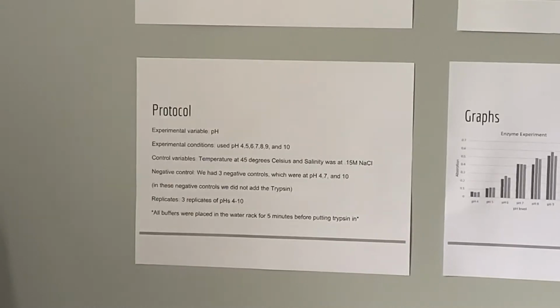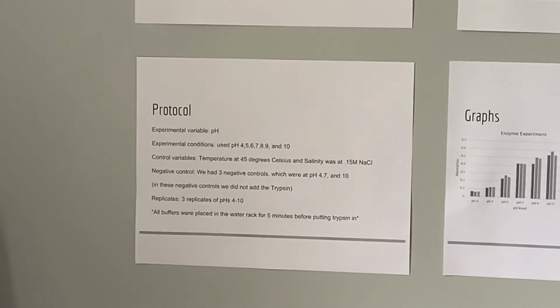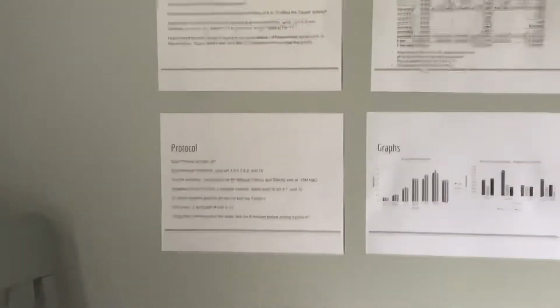Our negative controls, we had 3 of those, which were pH of 4, 7, and 10, which gave you an acidic, basic, and neutral range. And in these negative controls, we did not add the trypsin. We wanted to see if the substrate azocasein would go through any digestion without the enzyme assisting it. We also did 3 replicates of the pHs, all 4 through 10. We wanted to make sure that there weren't any outliers and get a good average.